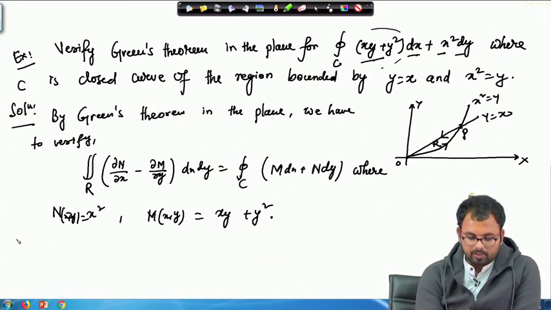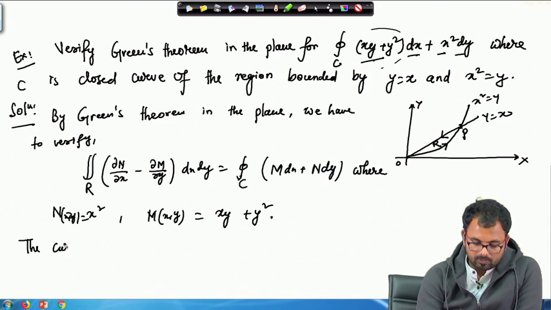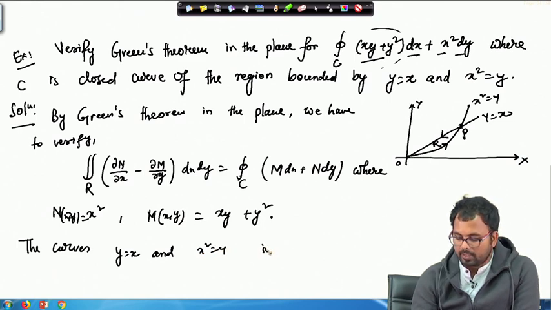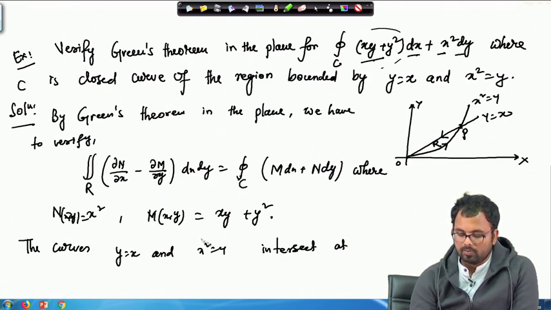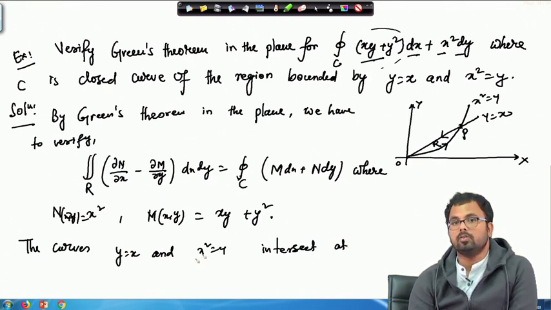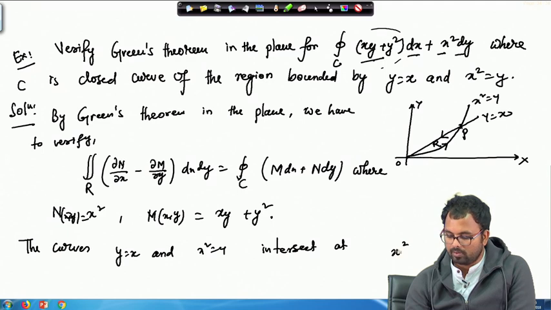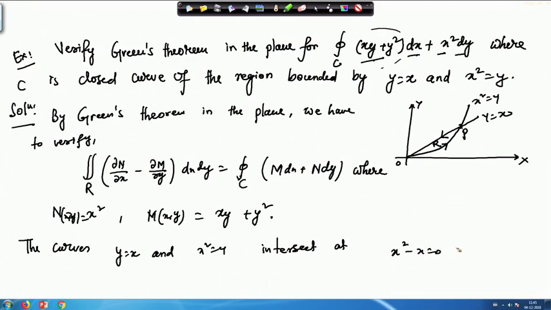Now, the curves y = x and x² = y intersect at. We can solve these two equations to obtain the point of intersection. Substituting x² = y = x, this will be x² − x = 0. So the two possible points are x = 0 and 1, and so y is also 0 and 1. Therefore, they intersect at (0, 0) and (1, 1).